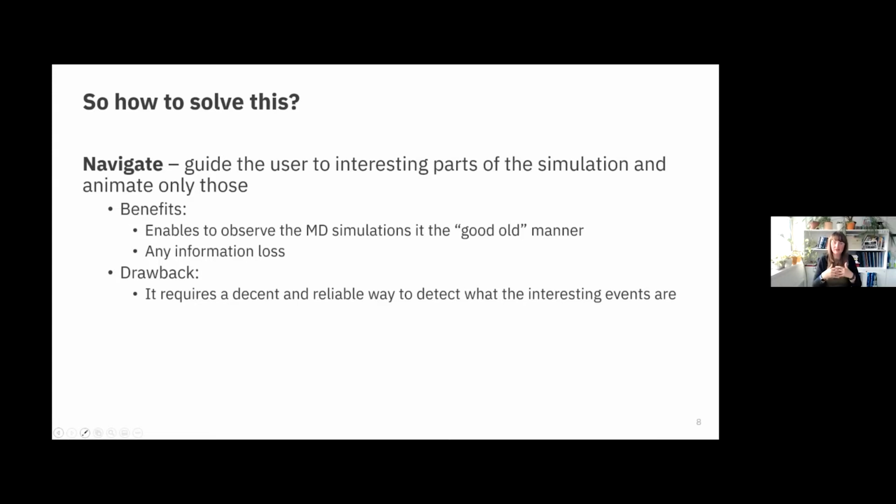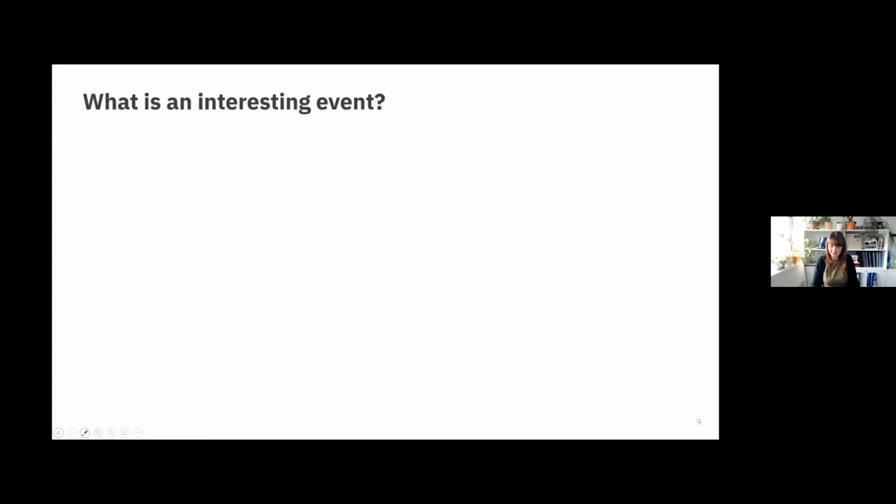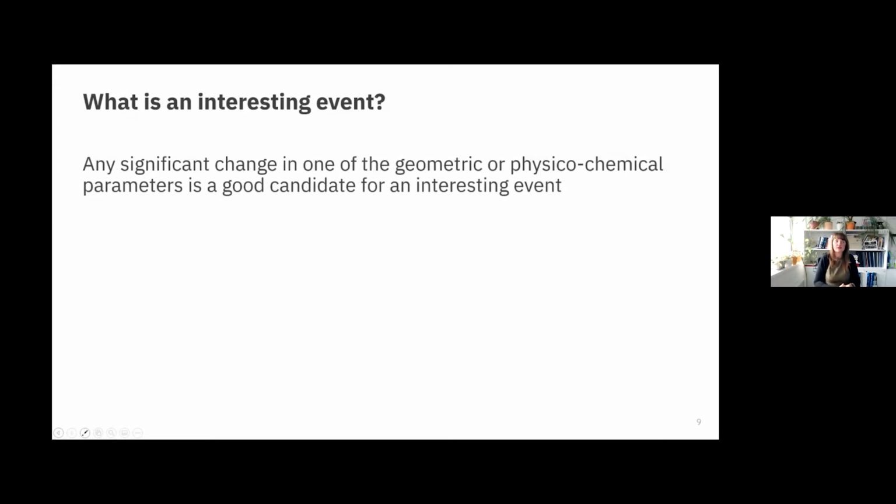Because you can navigate the user to something which is meaningful, but this requires some calculation, or extraction, of what is meaningful. So I was mentioning this already a couple of times. So what could be such an interesting event within the MD simulations? I can give you a couple of examples here. I would define an interesting event as something like a significant change in some geometric, physical or chemical parameters or properties. And these are the good candidates for such an interesting event.